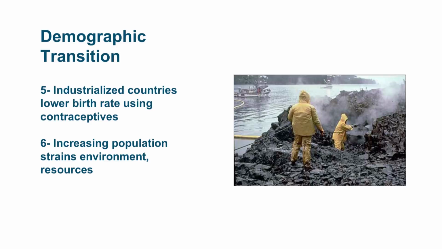Towards the end of the demographic transition, industrialized countries have lower birth rates because they're using contraception, and the increased population tends to strain the environment and the resources. And this is something that we'll talk about in the next unit with the human intervention with the natural world.